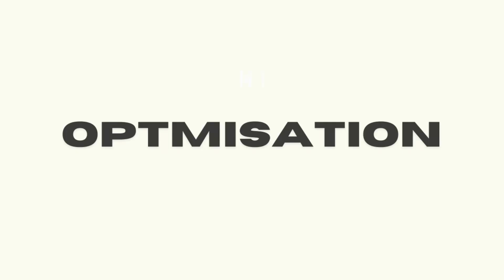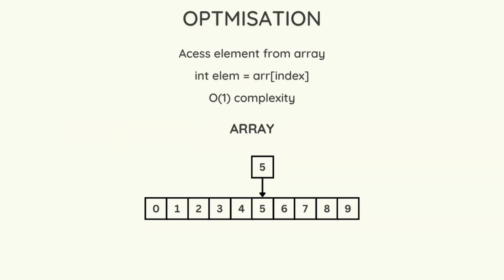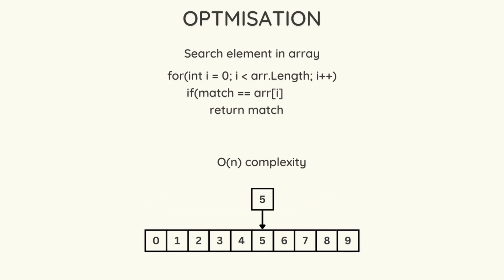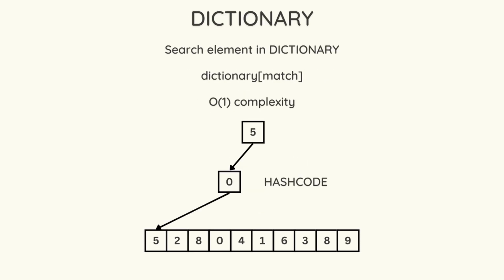Let's discuss optimization. Accessing an element from an array is a direct process and takes only one step, with O(1) complexity. However, searching for an element in an array takes O(n) complexity, where n is the size of the array. We can improve this by using dictionaries, where each element is assigned a hash code and then stored. Instead of searching the entire dictionary, we can just check if the element is present at the index, resulting in O(1) complexity.